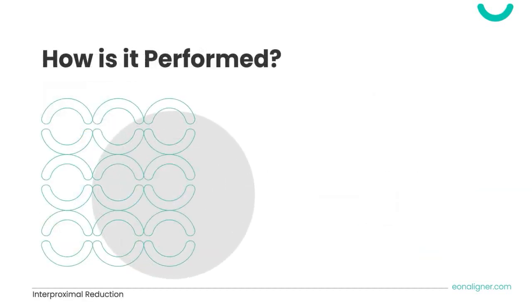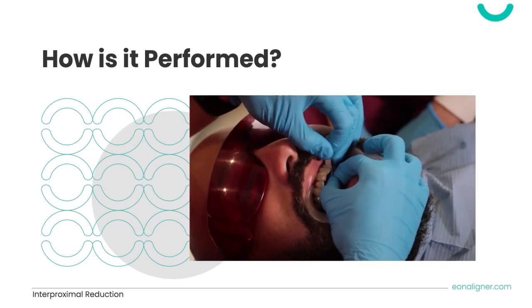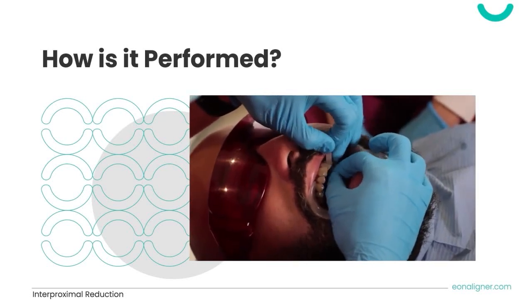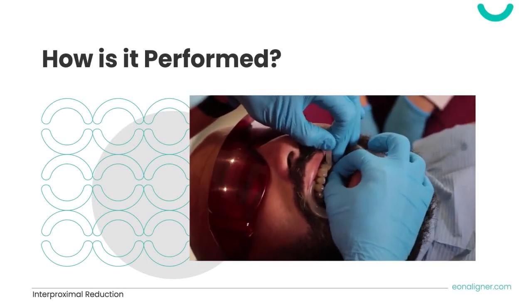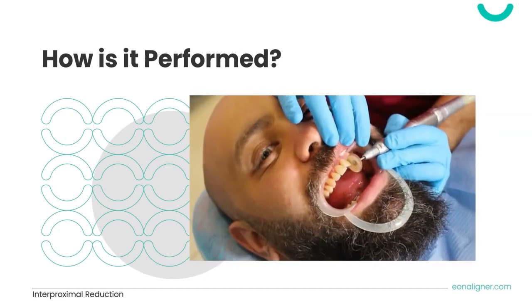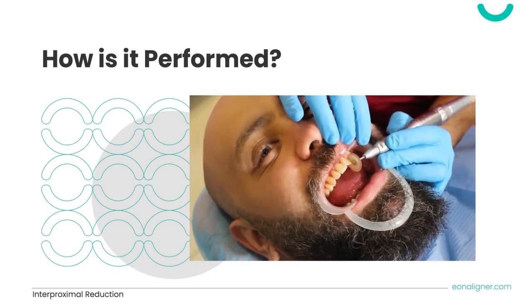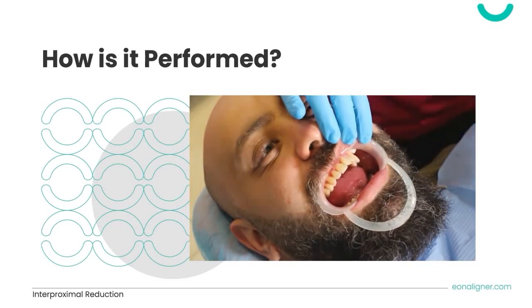In this video, we'll be seeing how IPR is performed. Take a diamond strip, hold it properly with your fingers, and start sawing between the teeth from the incisal edge towards the gingiva to break the contact. Once the contact is open, you can use a low-speed diamond disc to do the proper reduction needed.